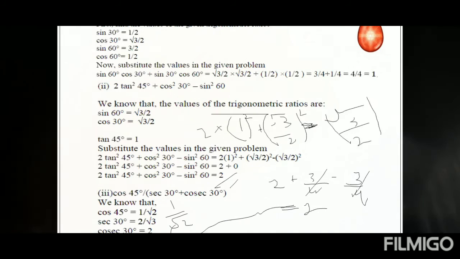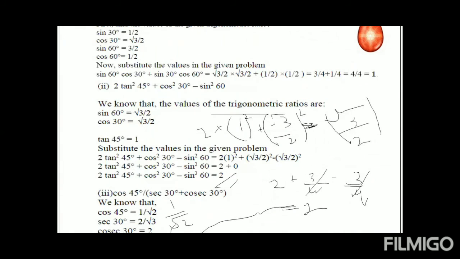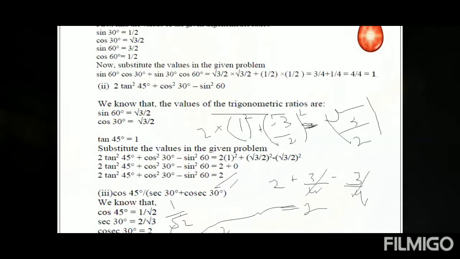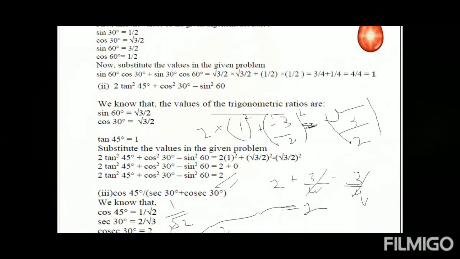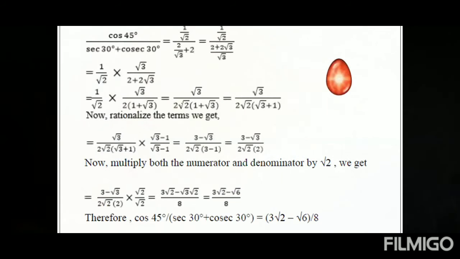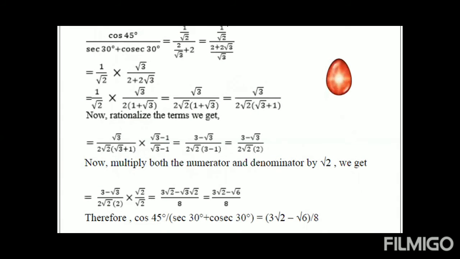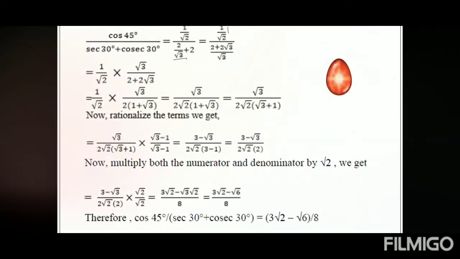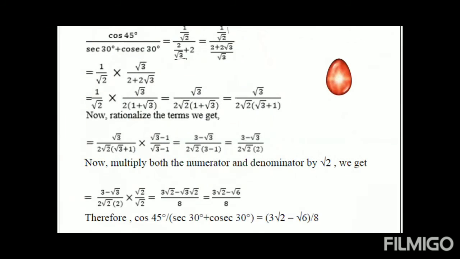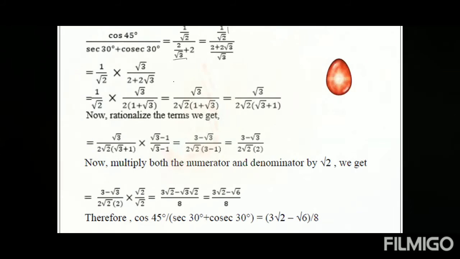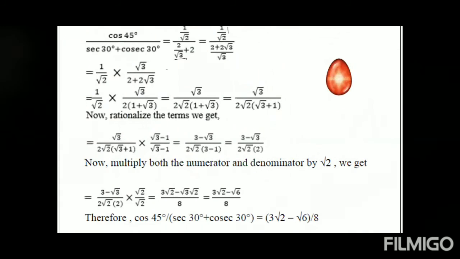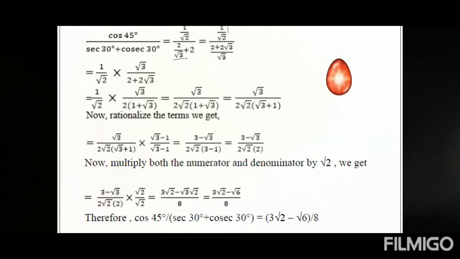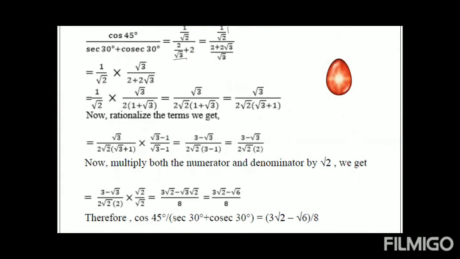plus cosecant 30. Cosecant 30 is 2 plus 2, right? So this is the thing. Now when you get the answer like here, 1 by root 2, you need to take root 3 as a common denominator, that is 2 plus 2 root 3 by root 3. Okay, then you take the root 3 upside. You take the root 3 to the numerator, and 1 by 2 into root 3 by 2 plus root 3.